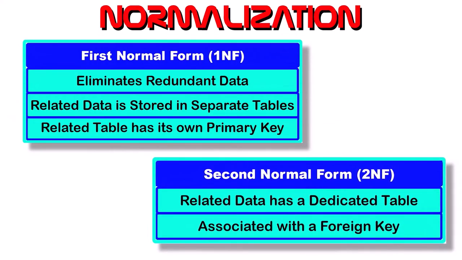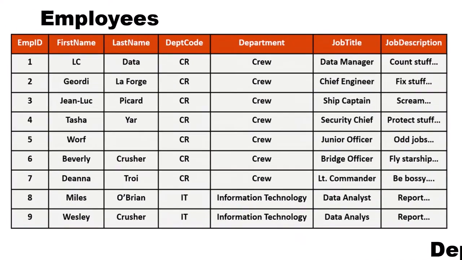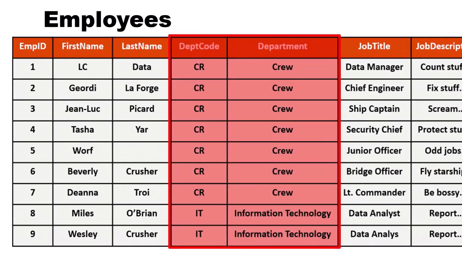Second normal form dictates that related information that is applicable to multiple tables will have its own table and will be associated using a foreign key. Let's look at our example again. Here we have the employee table again. An employee works in a department. The department code and department name will be stored in the same table that stores the employee data if we use the current design.